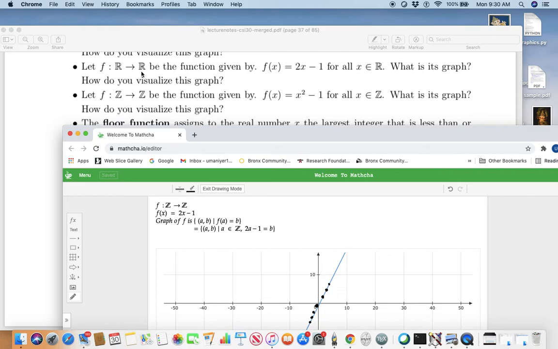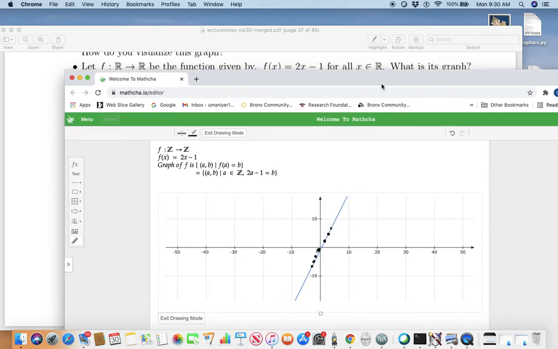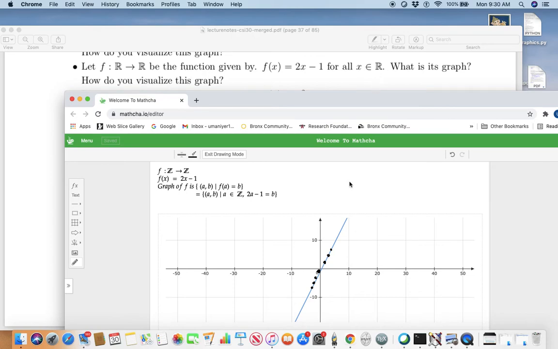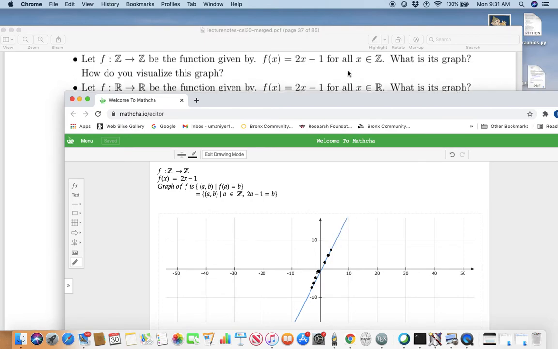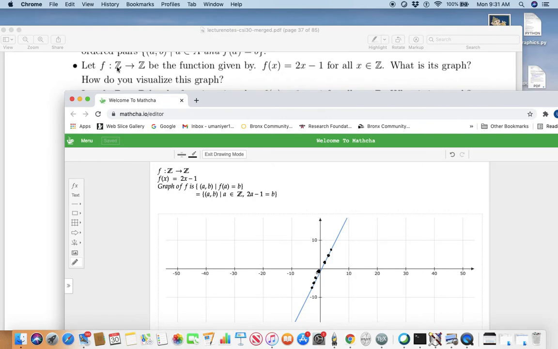Now let f be from the set of real numbers to the set of real numbers. What does its graph look like? Well, the graph when x is allowed to be every real number is this line, every point here, uncountably many. Whereas when my set is allowed to be only integers, then I get only separated, discrete points, when the x coordinate is allowed to be an integer.